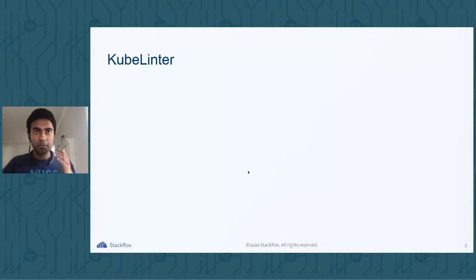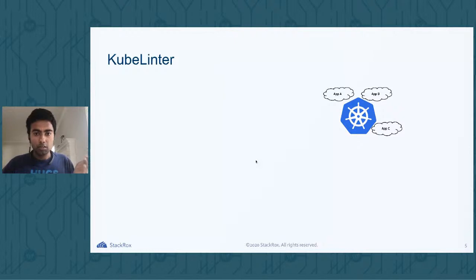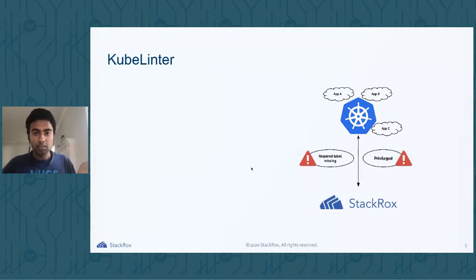So here's a quick overview of where we see KubeLinter fitting into the Kubernetes security picture. And I'll be talking about this in reference to what we do with the rest of our product at StackRox. So let's say you have your Kubernetes cluster running a bunch of applications. Now, what we do in our commercial product is we run on this cluster, we analyze the configurations of these applications and tell you things like, oh, this app is missing a required label, or this app is running as privileged. So we help you analyze the configurations of the things that are actually running.